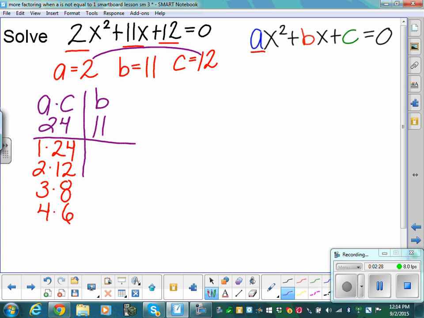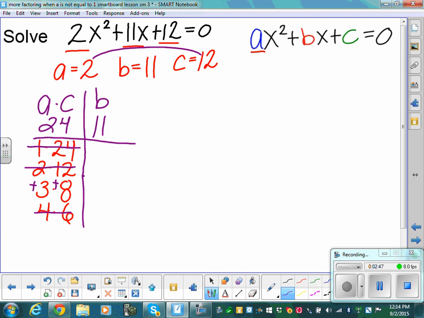So which ones could add up to be positive 11? Could 1 and 24 ever add up to be 11? No. 2 and 12 could never add up to be 11. 3 and 8? Yes, that could add up to be 11. Let's check 4 and 6. Nope, that would add up to be 10. Okay. So positive 3 and 8 could add up to be 11. Now we need it to add up to be positive 11. So both of those would have to be positive.